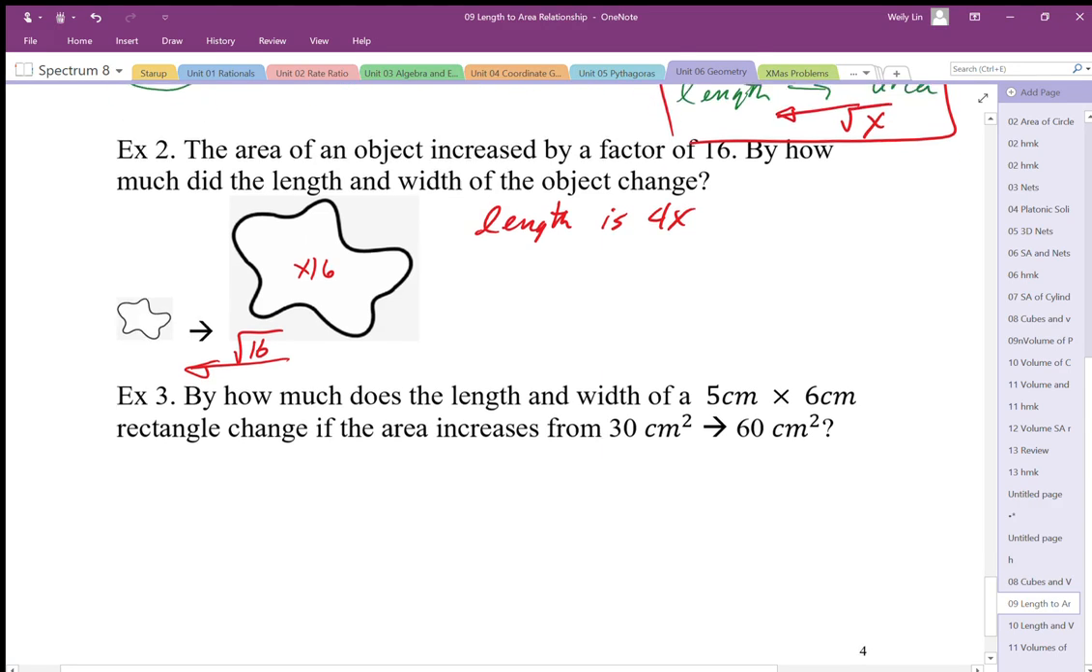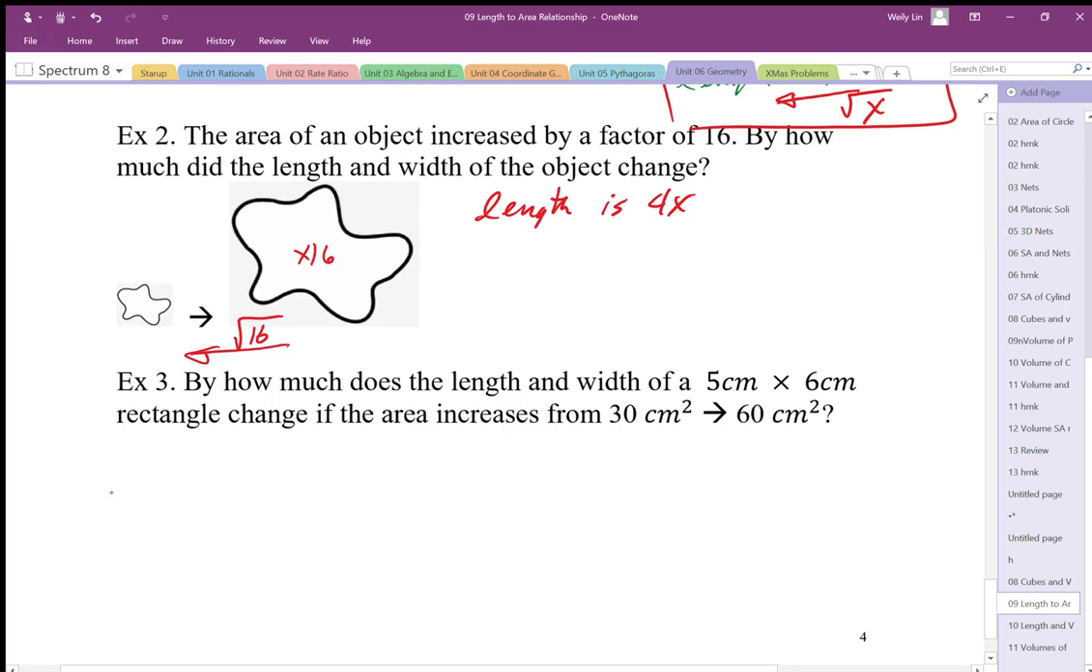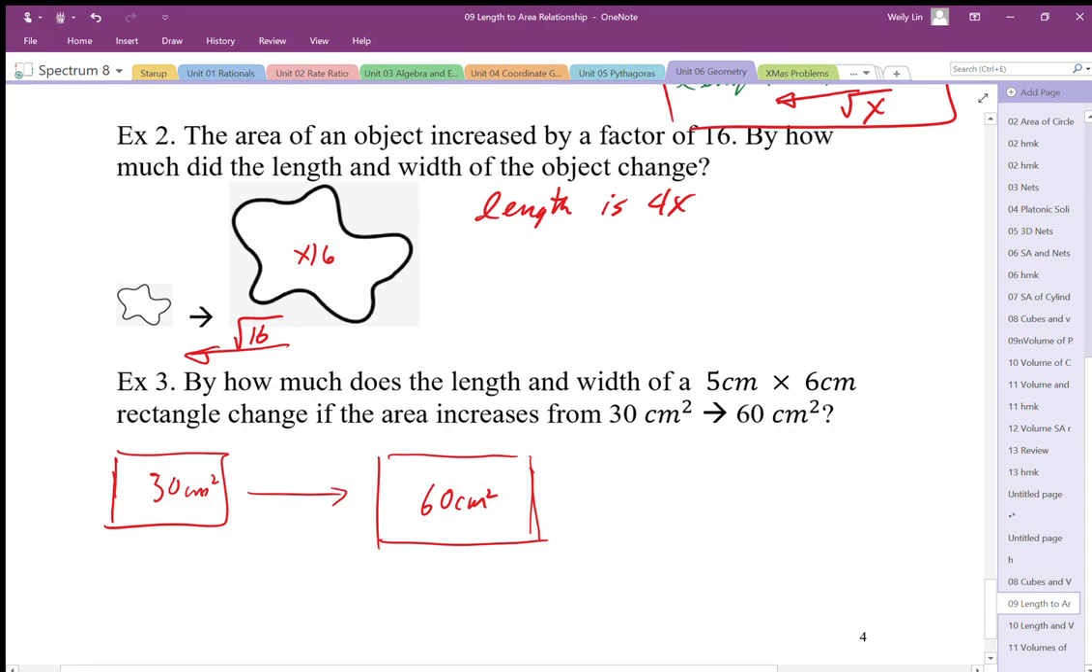Okay, so here I have a 5 by 6 rectangle. So I've got 30 centimeters squared here. And I'm going to double the area. I'm going to keep the same dimensions, and I'm going to double the area. So this is 60 centimeters squared. So I've increased it by times 2 area.